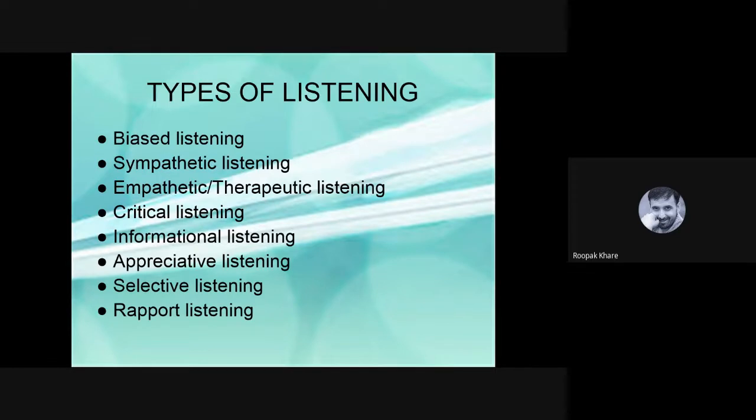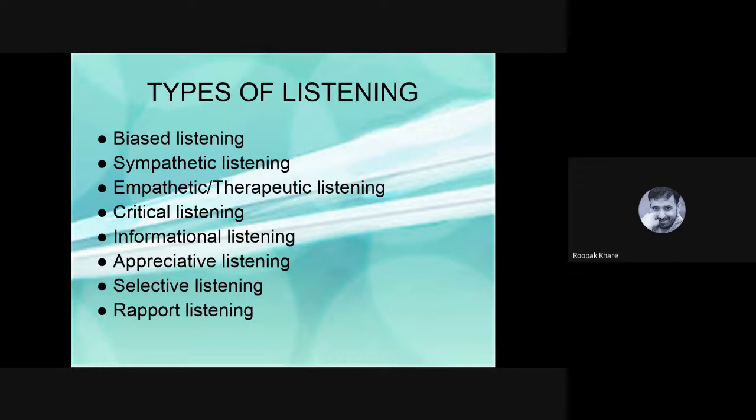Now, there are various types of listening. One of them is biased listening. Biased listening means you're not lending your ears to anybody else, but you're listening to only one person or party. Sympathetic listening. You have a soft corner for somebody, you feel bad for somebody, you feel sorry for somebody, and you have sympathetic feelings towards that person. So you're listening to that person. Oh, that has happened with you. Oh, that's so bad. Empathetic listening.